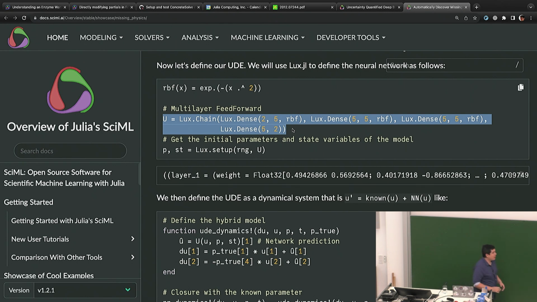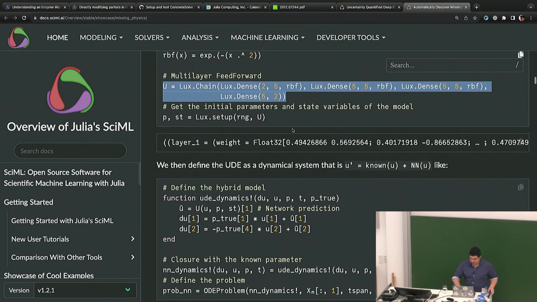This is a neural network that takes in two things and spits out two things, and it has an RBF in there. Why an RBF? You can use any activation function. It doesn't really matter, because what we care about is just some representation of a function that we don't know.